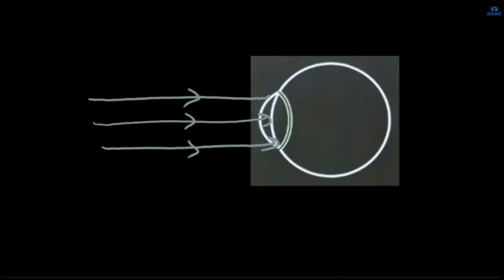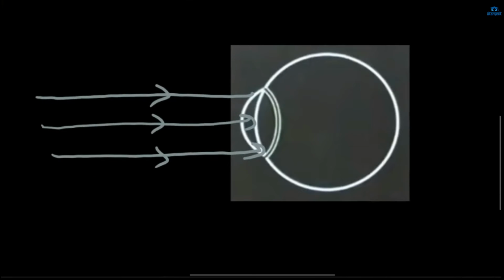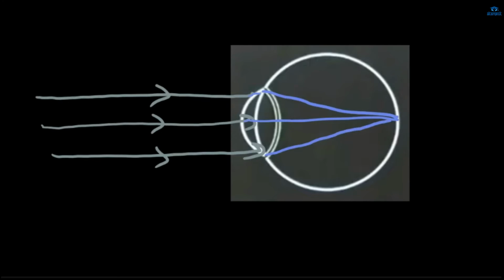If something is coming from far, then because it is a converging lens, right? The convex lens is a converging lens, as we already know. So it will easily converge all the rays on the retina, and we'll get a sharp image of the object on the retina, and we can see the object clearly. It's very easy: it's coming from far and has converged at a point on the retina, and we can see the object.